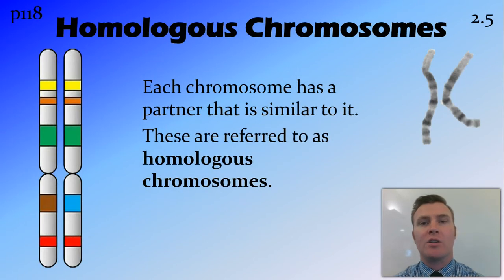So firstly, homologous chromosomes. Chromosomes are the strands of DNA that are found in the nucleus that form the blueprint of life. And each of these chromosomes has a partner that it pairs up with that is very similar to it, and these are referred to as homologous chromosomes.